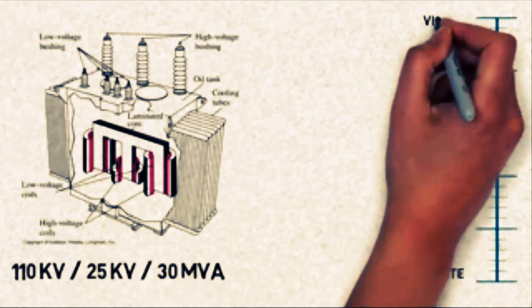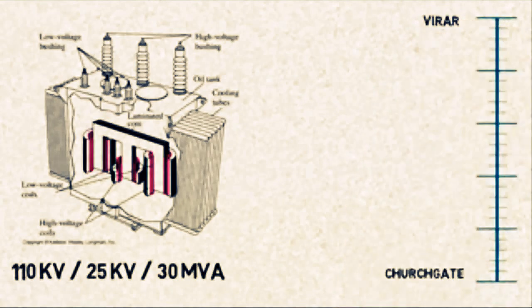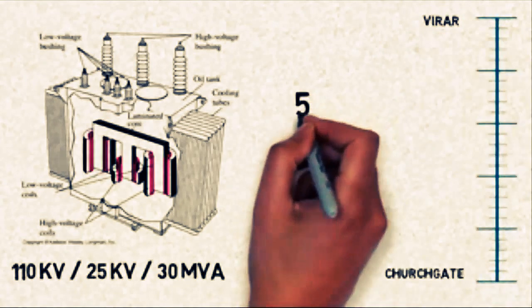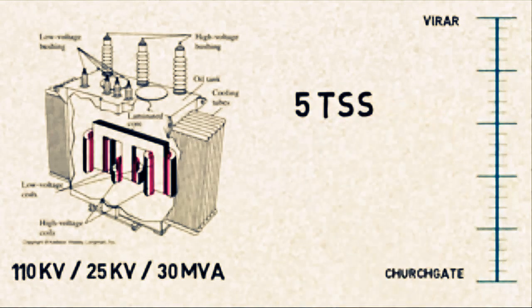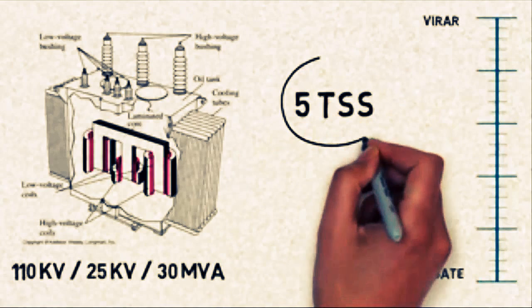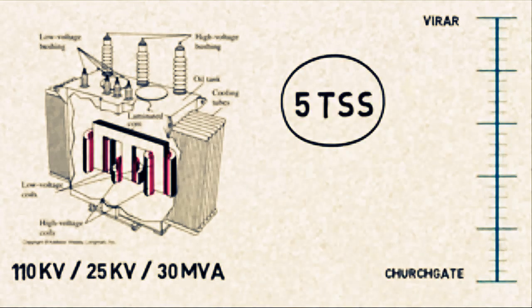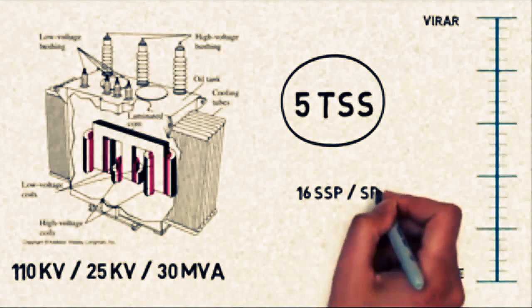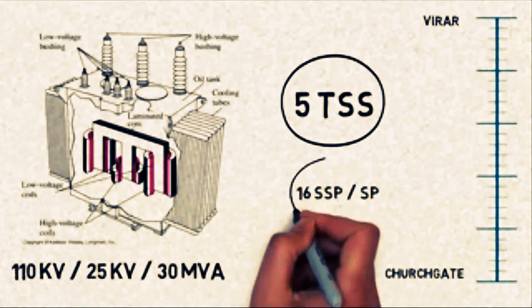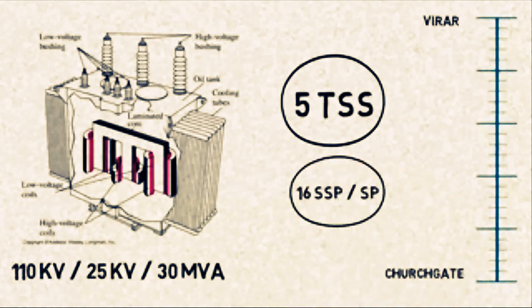As we cannot supply the whole line from Churchgate to Virar by only one substation, we have a total of 5 different traction substations to power the trains. Further, there are 16 switching stations known as subsectioning and paralleling posts (SSP) and sectioning and paralleling posts (SP), which divide the power line into small sectors as shown in the figure.